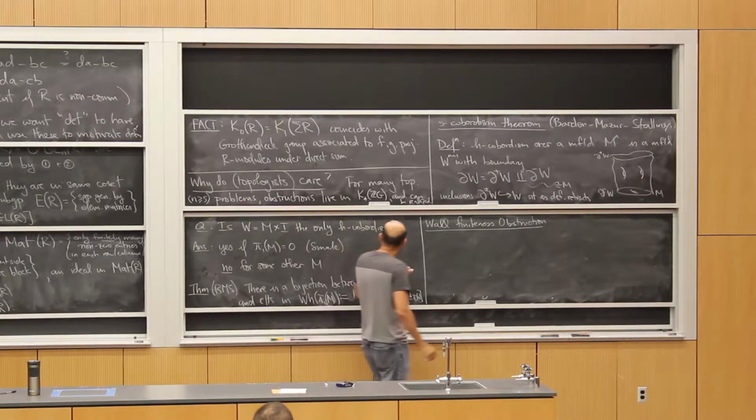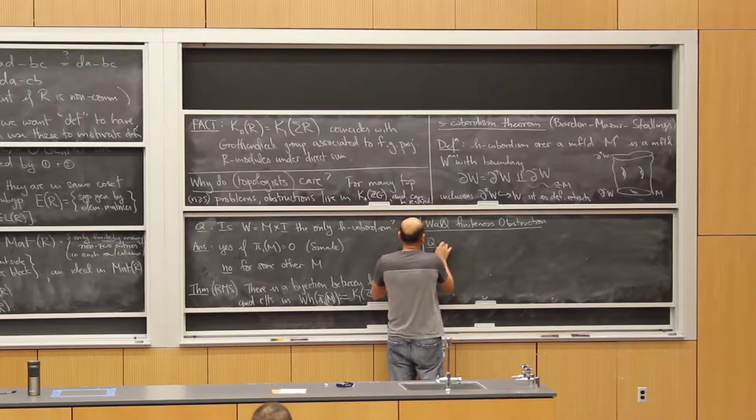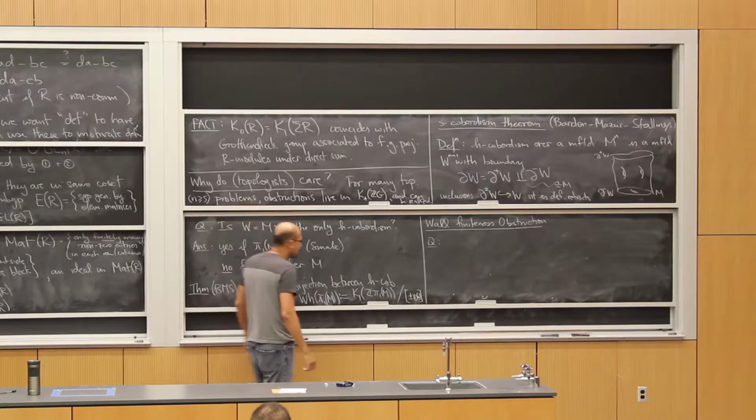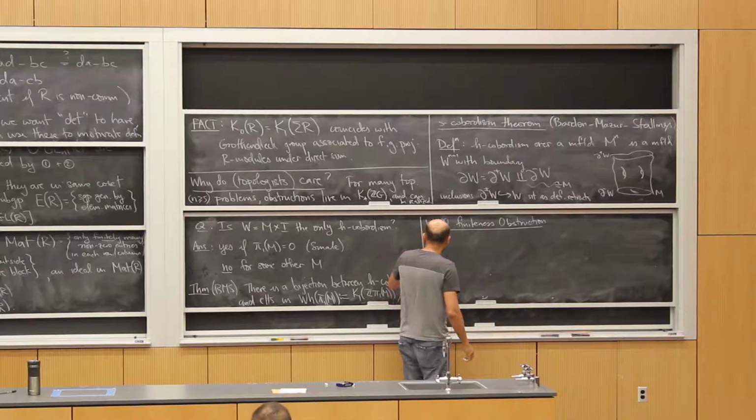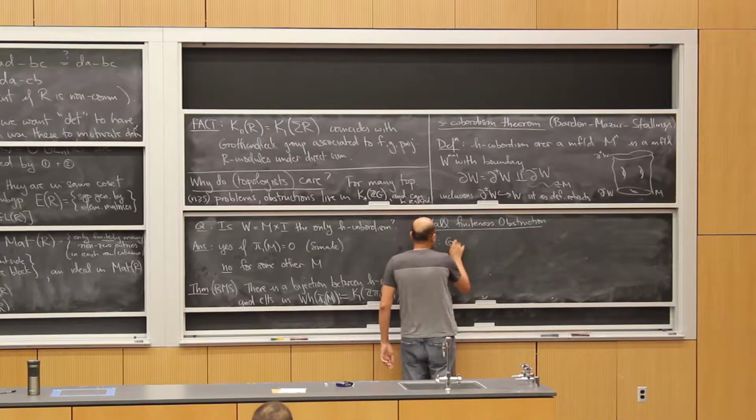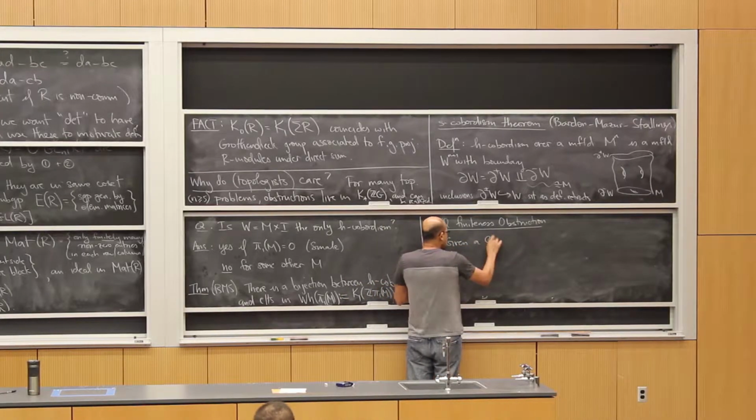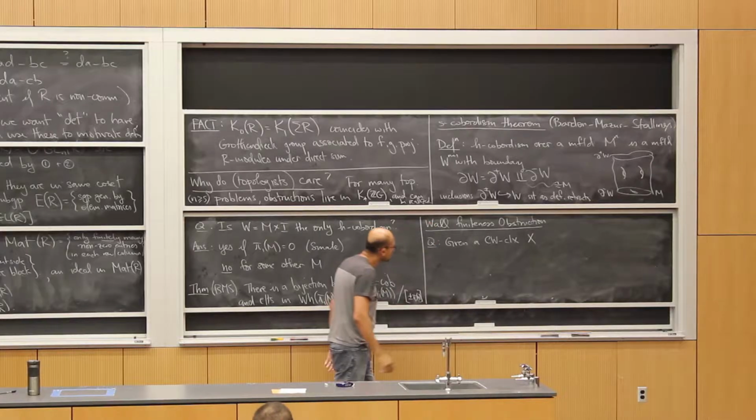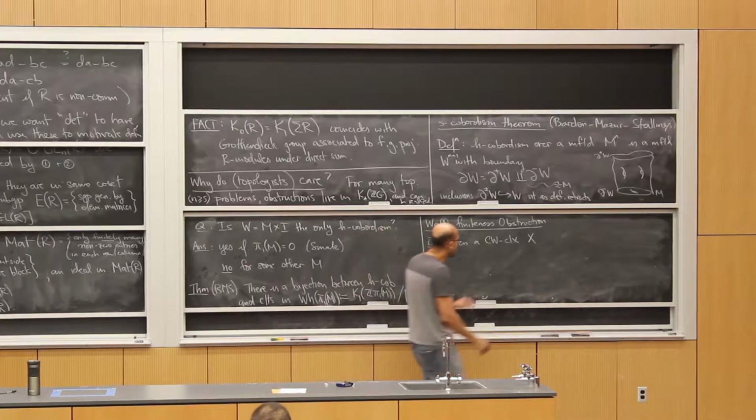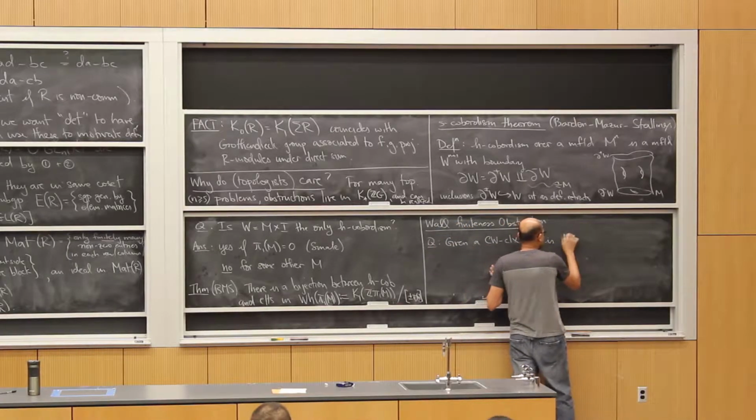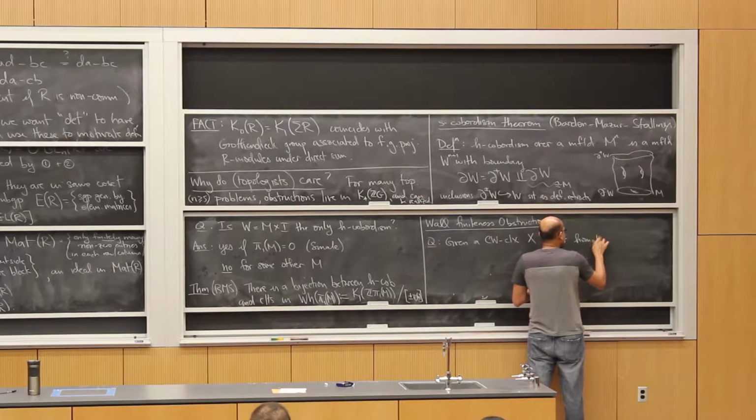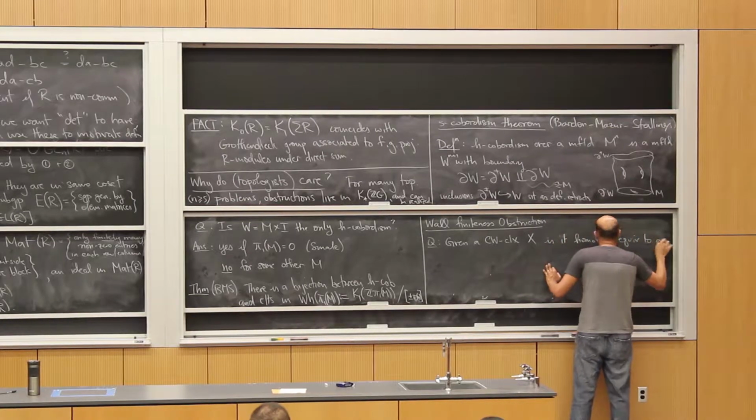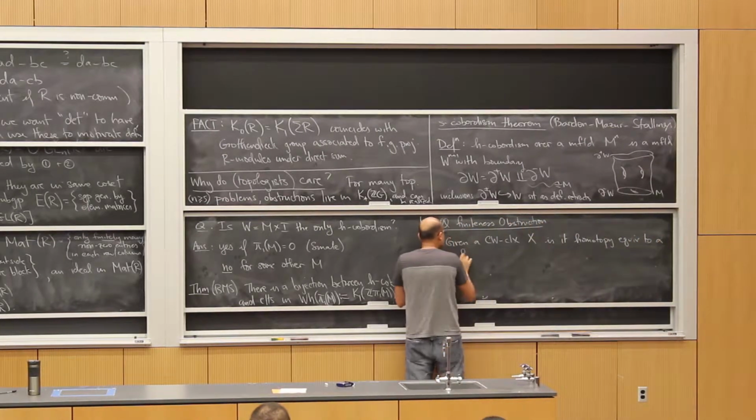So here the question is the following. These are examples of topological problems whose solutions involve algebraic K-theory. So the question here is the following. Given a CW complex, let's say X, is it homotopy equivalent to a finite CW complex?